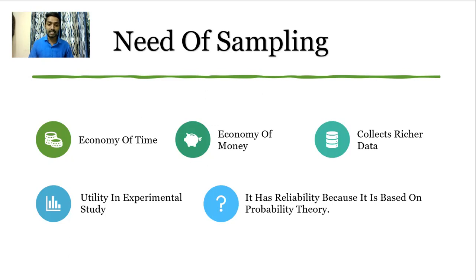Utility in experimental study. Sampling is most widely used in experimental cases, because while you're conducting an experiment, you can't go and conduct it on each and everyone. For this, the best example is drugs, particularly skincare products. When it comes to dry skin, they have a separate treatment. When it comes to sensitive skin, they have a separate treatment. So how will they prepare drugs for this?